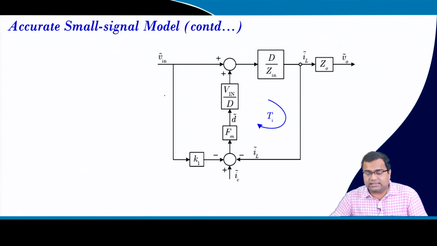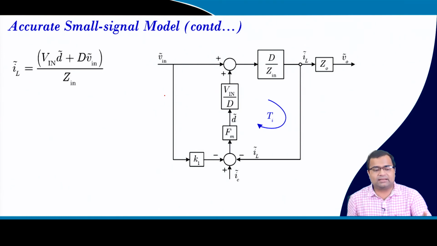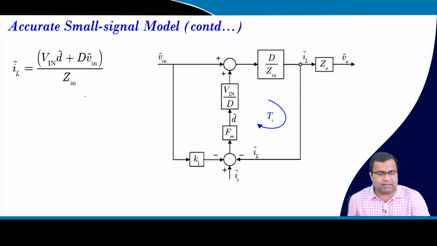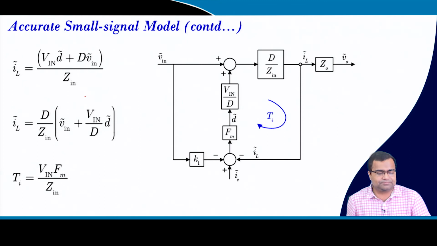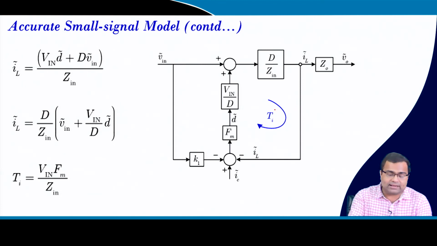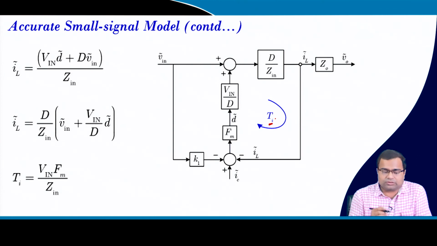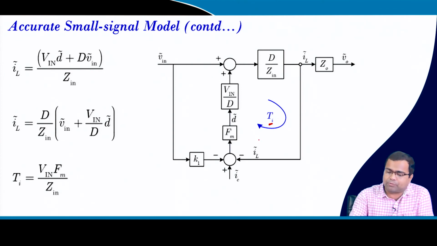Now, this is the overall small signal block diagram, and you can simplify this IL from this block diagram. So, I am not going to talk about this. I want to find out what is my current loop transfer function. So, that can be, if you take the whole product, then it will be V in Fm by Z in. Okay. So, this is my loop transfer function.